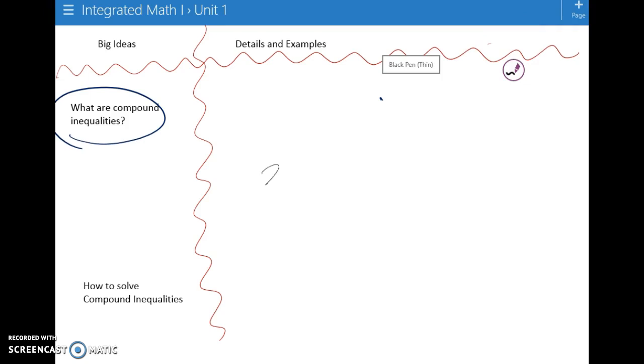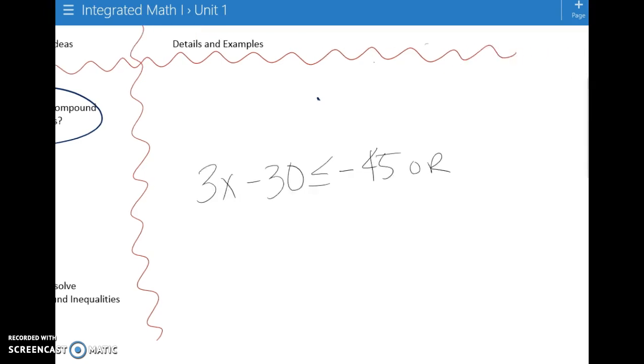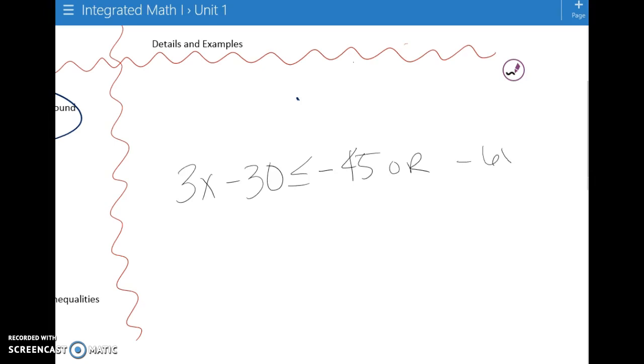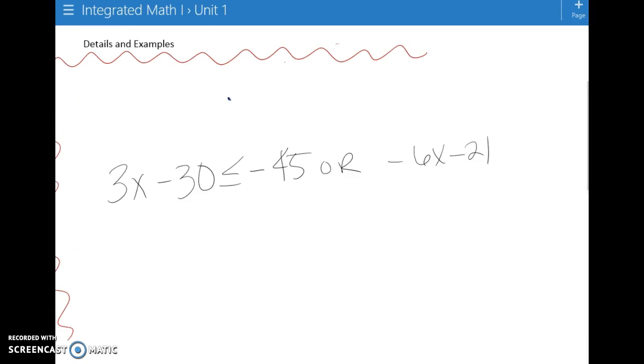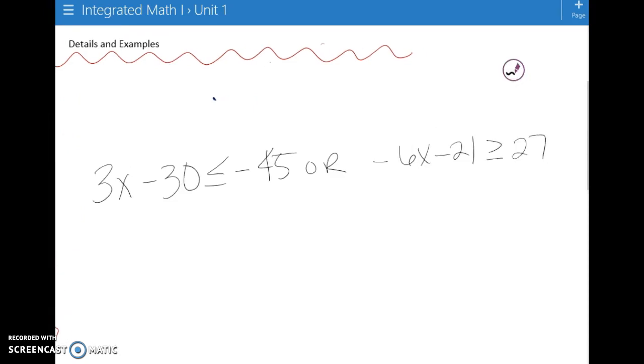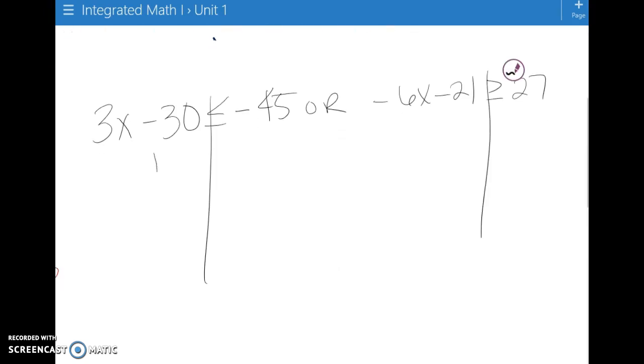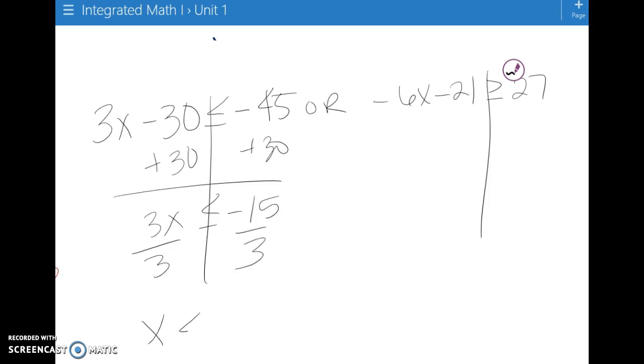All right, so this is a good one. 3x minus 30 is less than or equal to negative 45. Or, they'll actually put the word or in there. Negative 6x minus 21 is greater than or equal to 27. So what do you think we'll do? We're just going to solve them separately. So we'll deal with this side. We'll add 30 to both sides. You get 3x is less than or equal to negative 15. Divide by 3. We get x is less than or equal to negative 5.